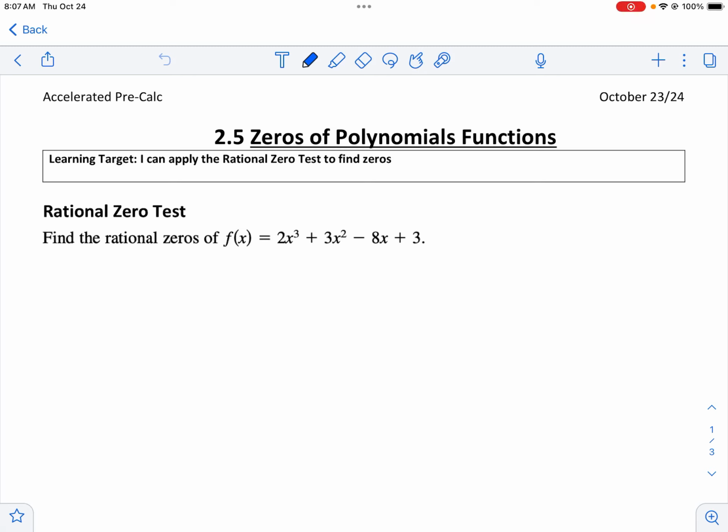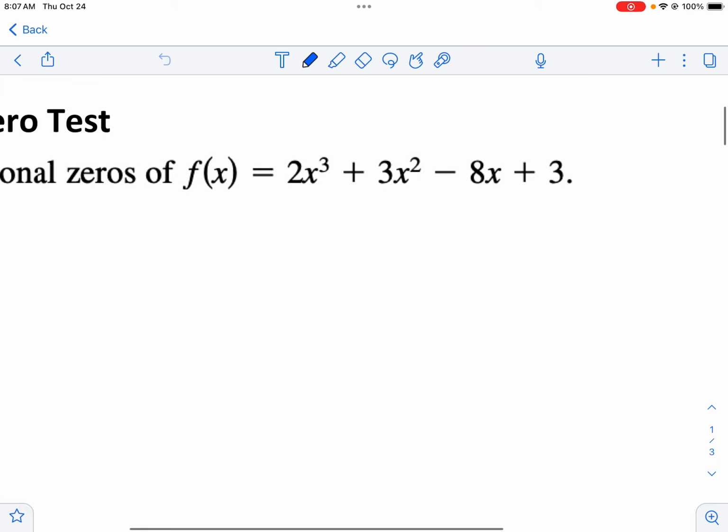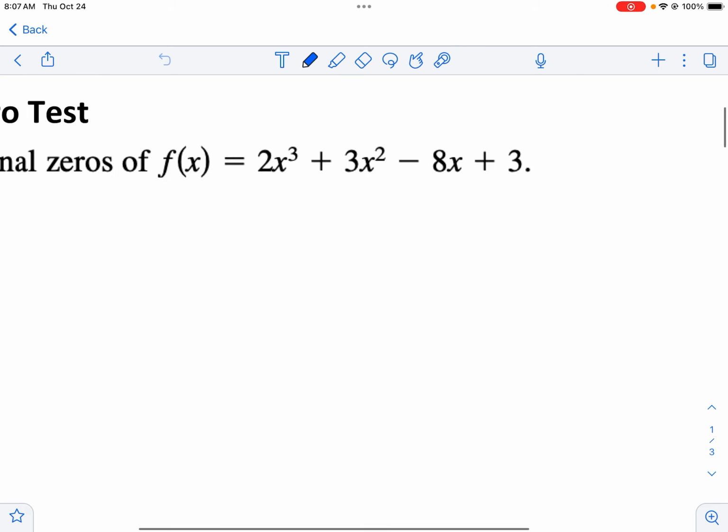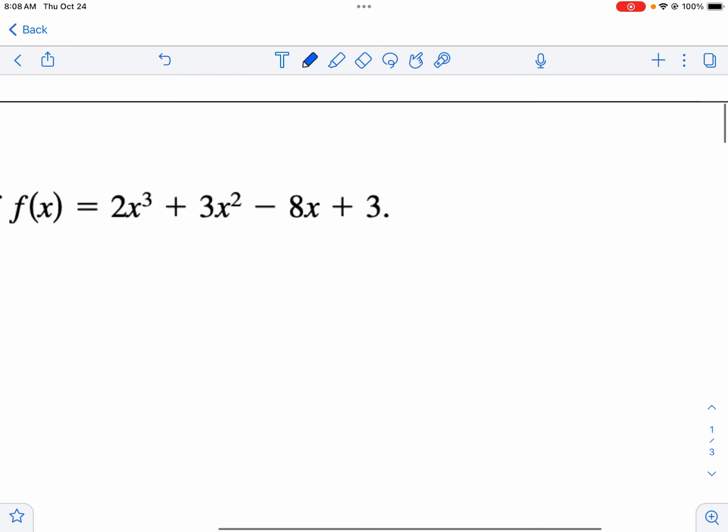2.50 is polynomials and functions. So this is the rational zero test, or the rational root test. The idea is sometimes you have a polynomial like this where there is no trick to factoring. You can't factor this by grouping or as a trinomial. So what do you do? There's this thing we call the rational root test.